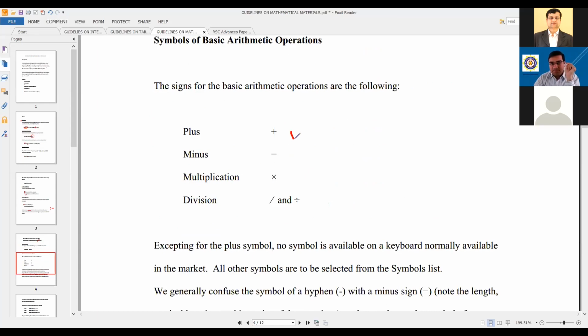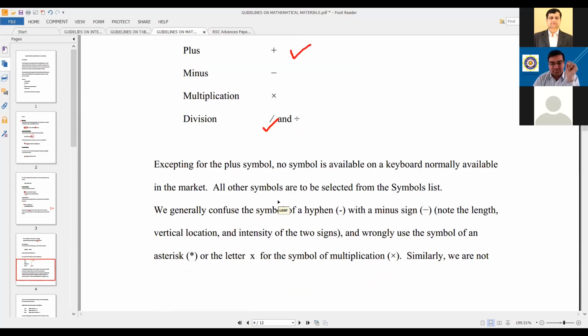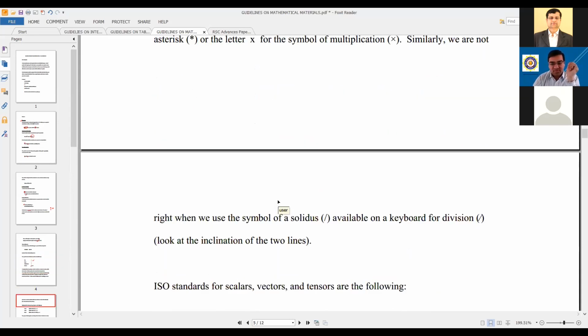Symbols: plus, minus, into, division and divide. Take precautions while using this symbol. There is a difference between division symbol and solidus from the keyboard. You can check where is division and where is solidus. With question mark, there is solidus. Don't use that symbol for division. Right. Let's move.